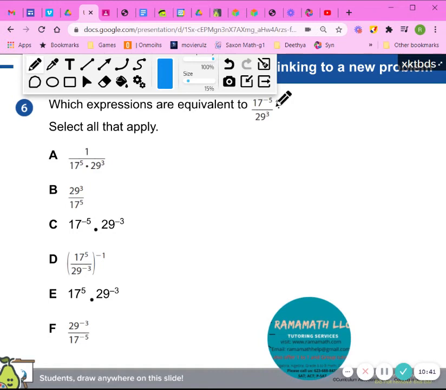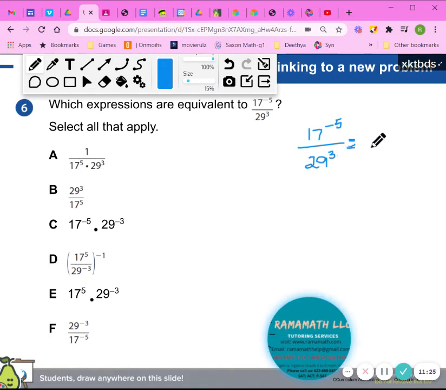Since this is a negative exponent, what should I do to make a positive exponent? Either you can type it in the chat box or you can say it loud. Please let me know. How can I make this negative 5 to positive 5? Tell me, guys, quickly. You can unmute yourself or put it in the chat box. Either way is good. What should I do? Come on, talk to me.